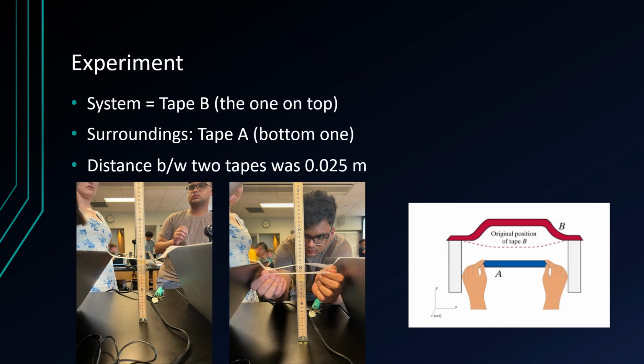Here's the experimental setup. The system in this case is tape B. Tape B is the one which is floating in this image. The surroundings is tape A and everything else. The distance between two tapes is 0.025 meters. Here are the images. Here's the ruler for reference.